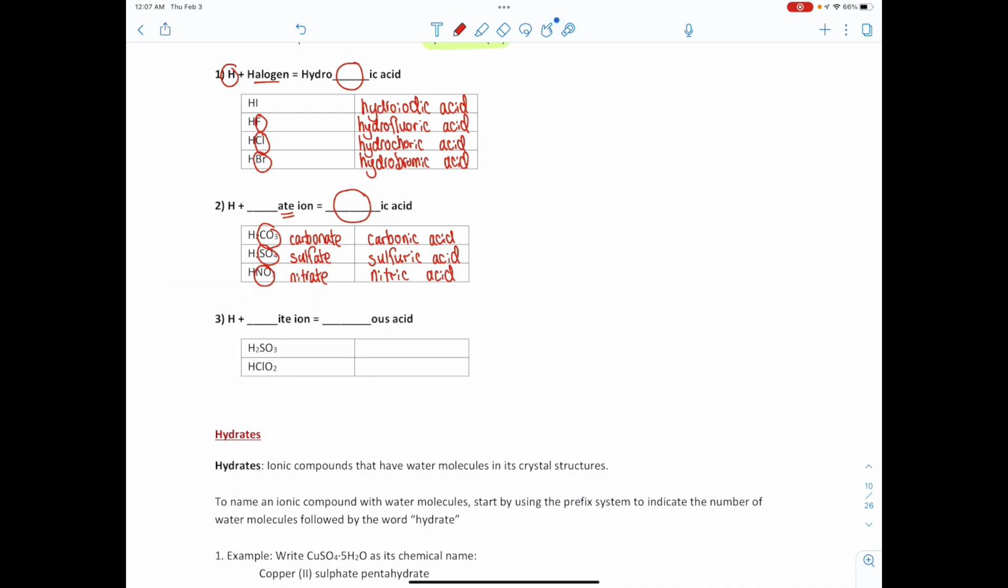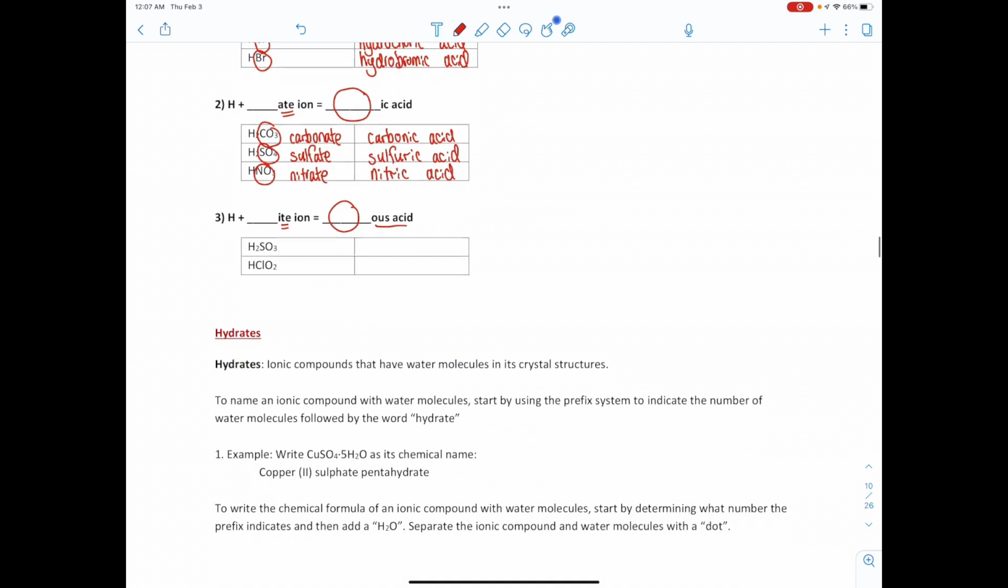And then the third way to name acids is if we look on the polyatomic ion list again, some of those polyatomic ions end with an ITE, like nitrite, sulfite, phosphite. If the polyatomic ion ends with an ITE, when it combines with an H plus to form an acid, we're going to keep the first part of its name, but change the ending to an OUS acid. Okay, so let's take a look at a few examples.